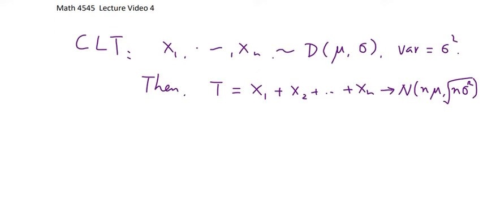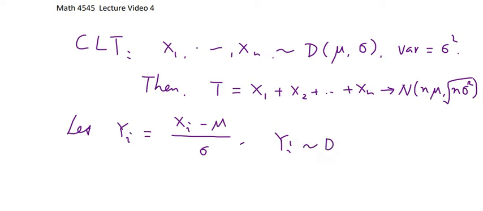So we want to prove this. At first we simplify. We let yi equal xi minus mu over sigma. Then this yi follows some distribution with mean 0 and standard deviation 1. So we make things simple.